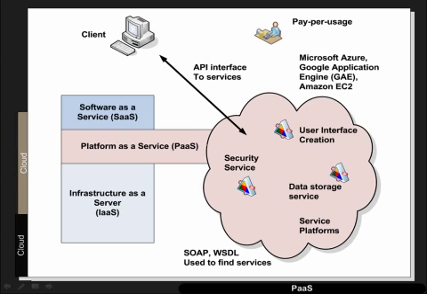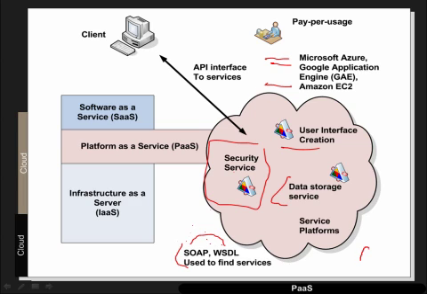We can then have platform as a service, and this is where we see the Google App Engine, Amazon EC2, and Microsoft Azure. With this we can create users, we can use a data storage service, and even use a security service. Typical protocols used in here are SOAP and WSDL, which are used to find services, but as we'll find, RESTful services are also widely used.